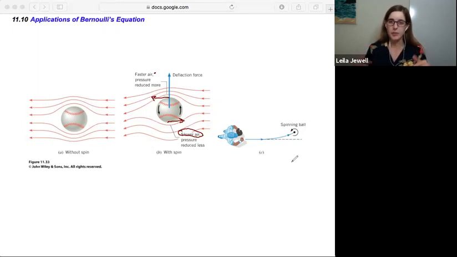This is another example where the y's are constant, it's the same height, but based upon the relative speeds, you get a change in pressure. And that's what Bernoulli's equation will tell you. It tells you about the pressure at different points. If you have a difference in pressure, there's going to be a net force, and then you can see some really cool effects.